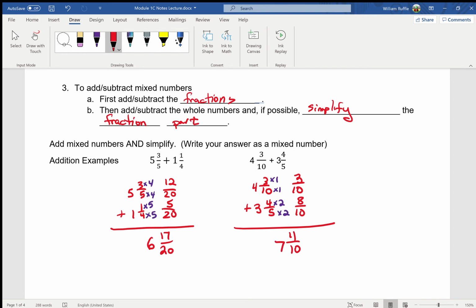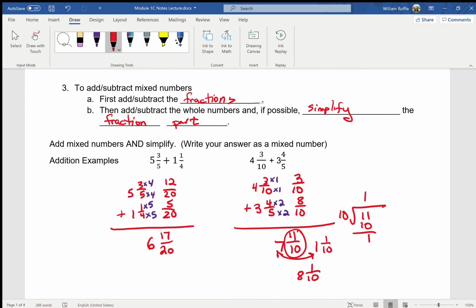Now, I cannot reduce: 11 and 10 don't have any common factors, but 11 is bigger than 10, and that's an improper fraction, so I've got to change this to a mixed number. So how many times does 10 go into 11? It only goes in once, there's 1 left over. So really 11/10 is 1 and 1/10. But I've got to combine my two whole numbers, 7 plus 1, so the end answer here is 8 and 1/10.